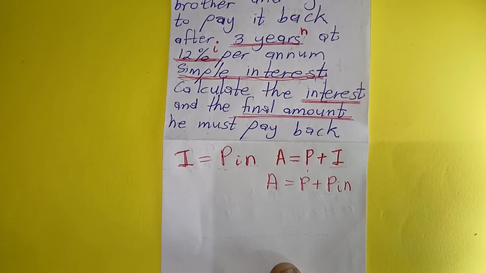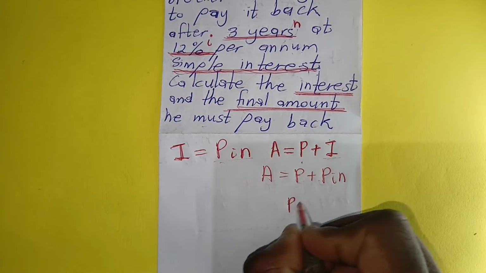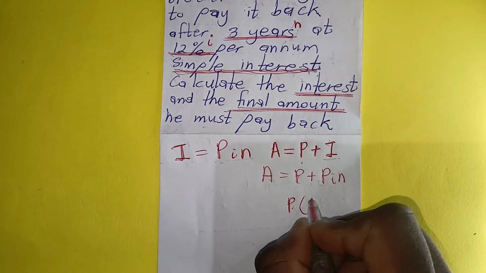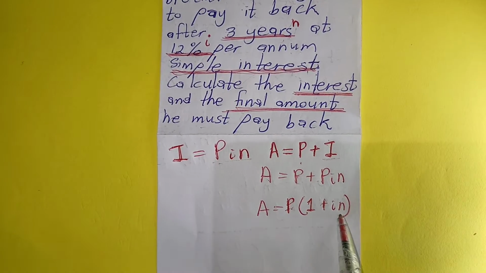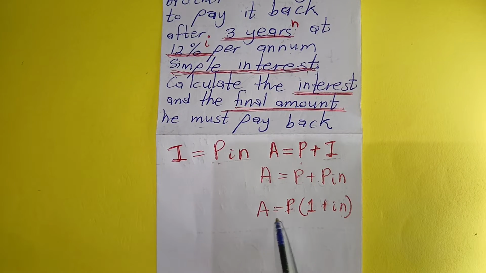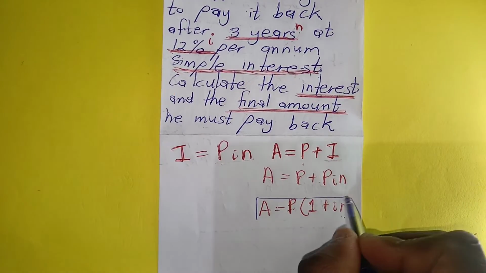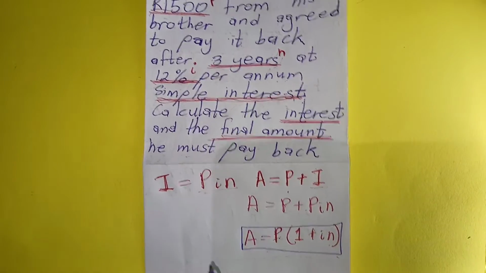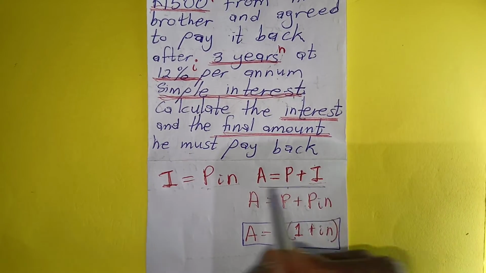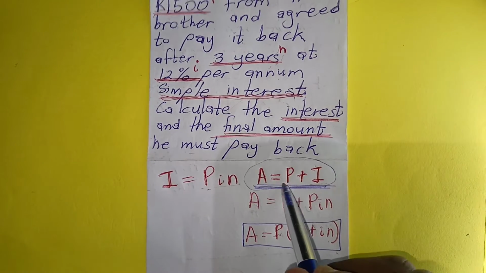So here you can take the common factor, which is P. Then when you divide it, you're left with only 1. When you divide there, you're left with NR. Do you see the way you derive that equation? That equation has been derived from the interest. So meaning that for you to get the final amount, you can use this equation, or you can even use this one, but still you get the same answer. But for this video, I will be using this equation.